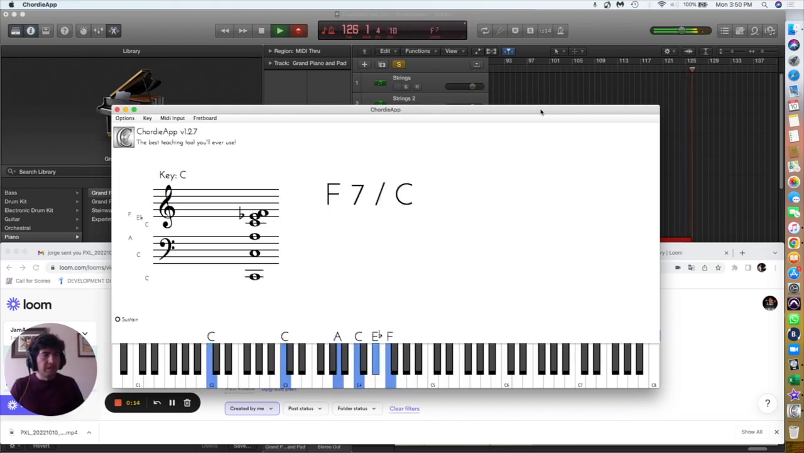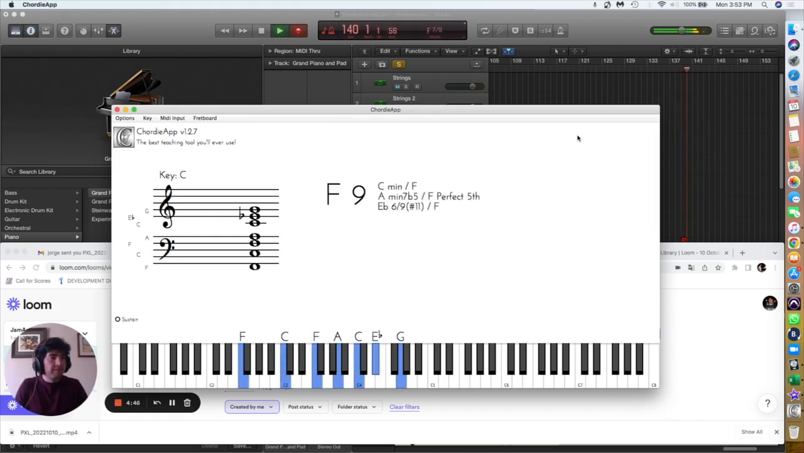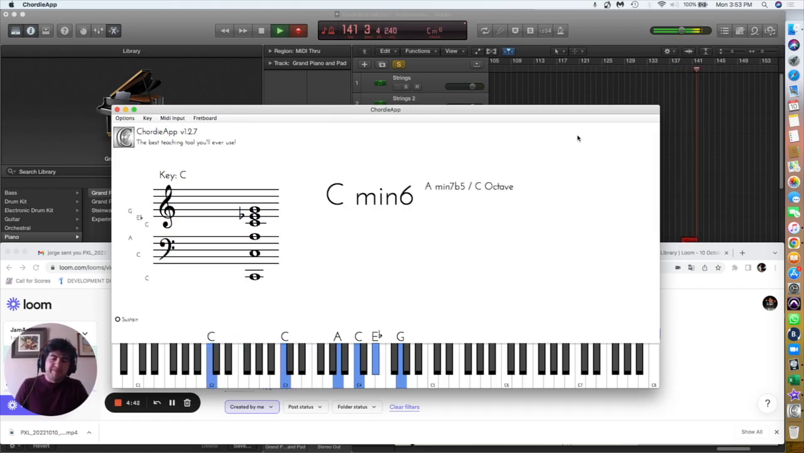Okay, so what's happening with that chord is that it's an inversion. We're playing it over the fifth, and the fifth happens to be C. So instead of playing an F7 with the ninth, we're gonna play it over the fifth.